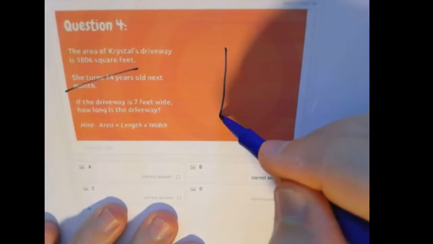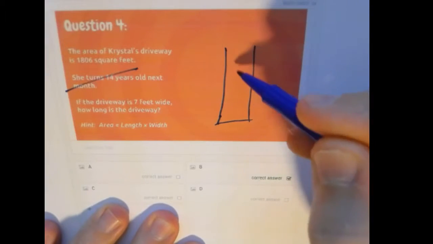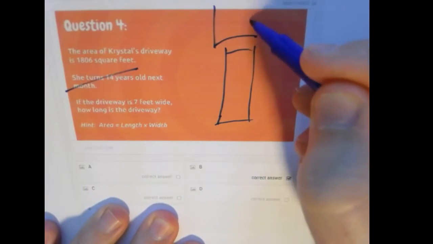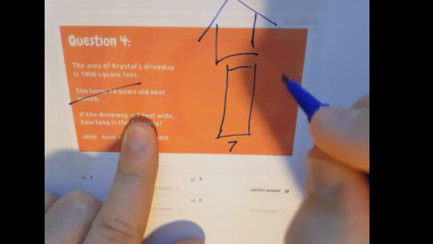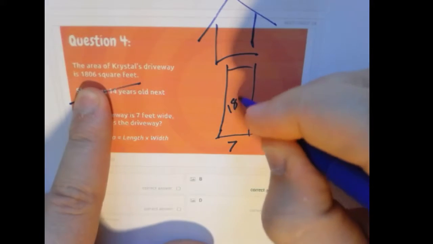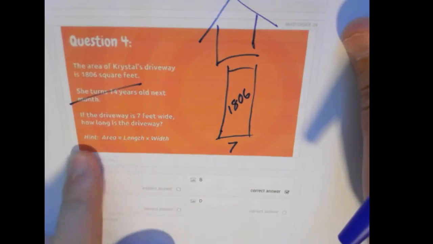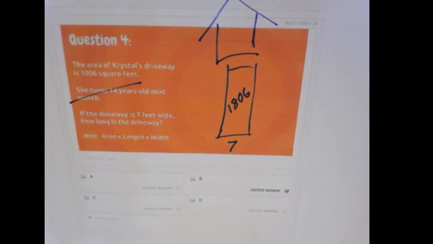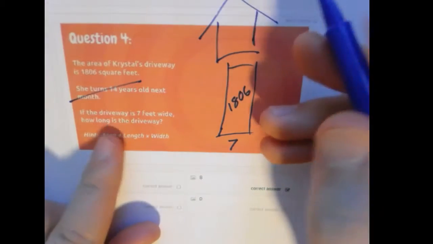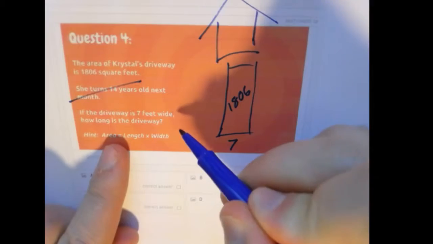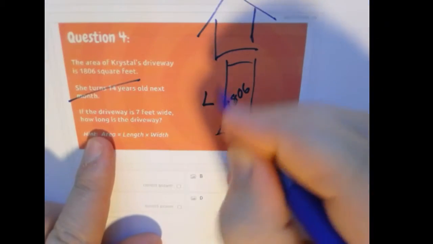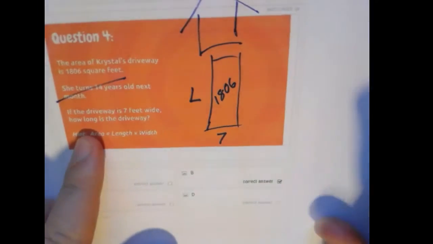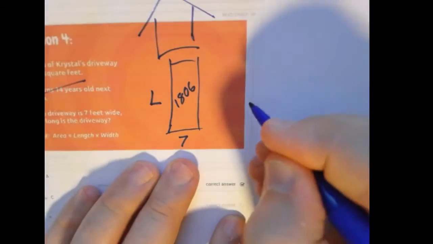Okay, so a rectangular driveway maybe looks something like this, and the house would be up here. Just to give you an idea. It's telling us the driveway is 7 feet wide and that the area is 1806. So if we use this hint of area equals length times width, then we can find the unknown. It's asking us how long the driveway is. So maybe we'll call that L. It's a length dimension. So let's do the division problem here.